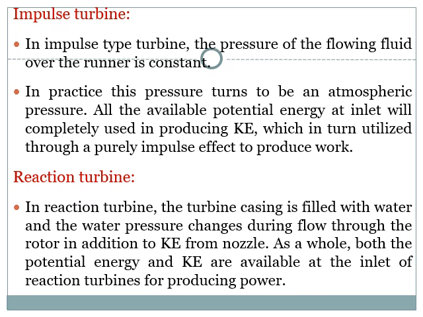Reaction type of turbines. In a reaction turbine, the turbine casing is filled with water. The water pressure changes during flow through the rotor, in addition to the kinetic energy from the nozzle. So in a reaction turbine, we can observe a change in pressure from the inlet to the exit. As a whole, both potential energy and kinetic energy are available at the inlet of the reaction turbine for producing power. This is the difference between impulse turbines and reaction turbines.